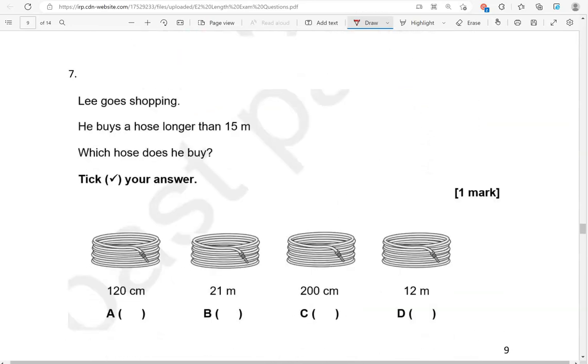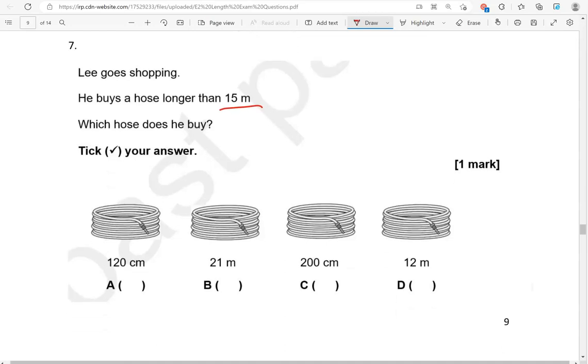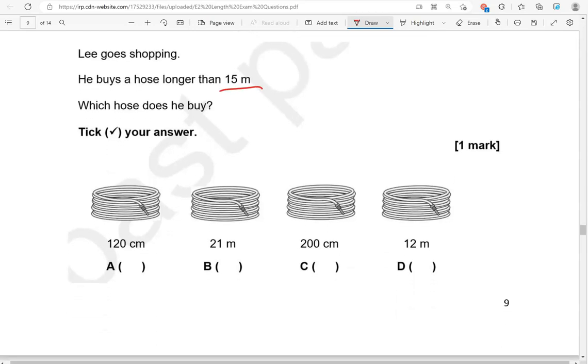Lee goes shopping. He buys a hose longer than 15 meters. Which hose does he buy? Tick your answer. Is that 120 centimeters? Which is option A. So in 1 meter there are 100 centimeters. 120 centimeters, that's just over 1 meter, but less than 2 meters. So that is much shorter than 15 meters. So A is not an option.